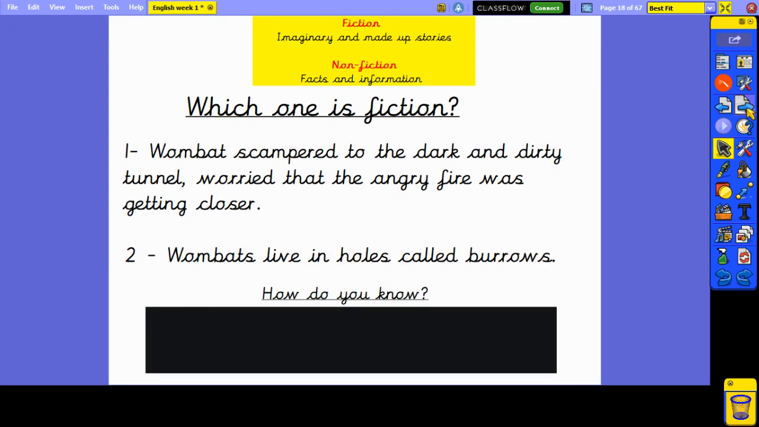Two more sentences. Which one of these sentences is fiction? Which one is imaginary and possibly made up? Sentence number 1 says, Wombat scampered to the dark and dirty tunnel, worried that the angry fire was getting closer. Or number 2, wombats live in holes called burrows.